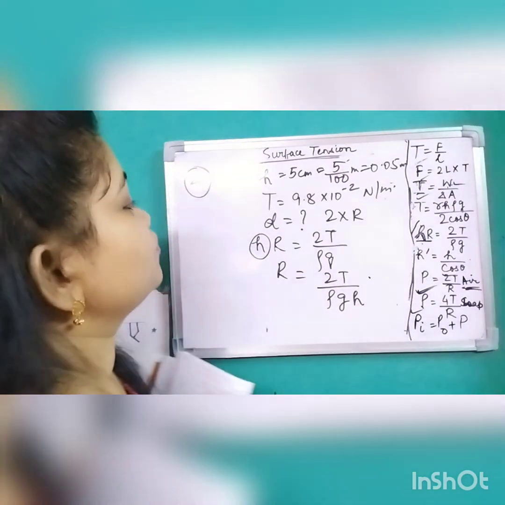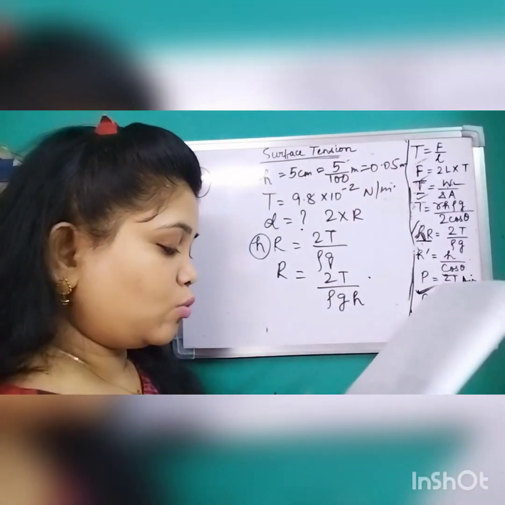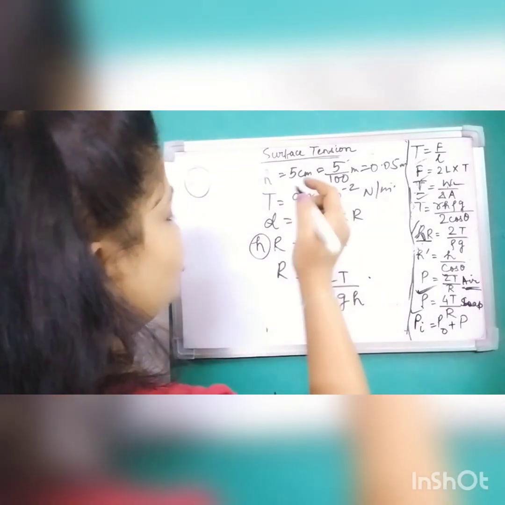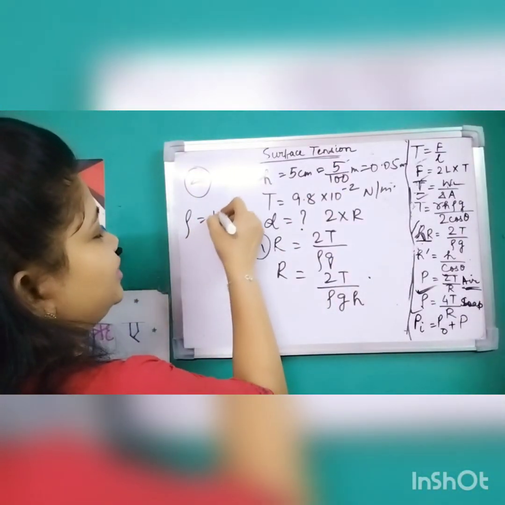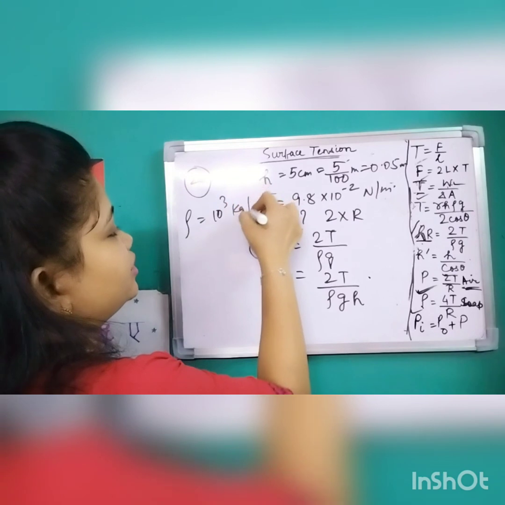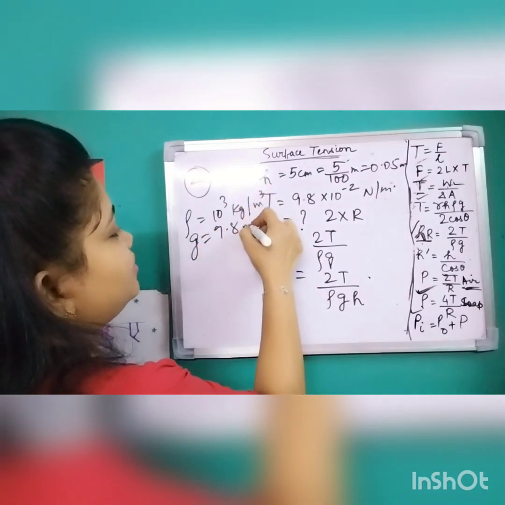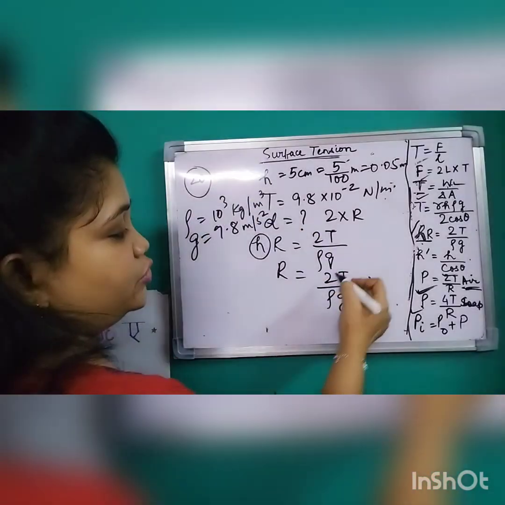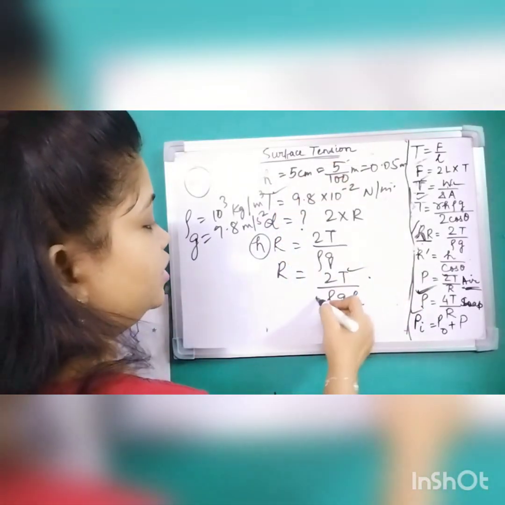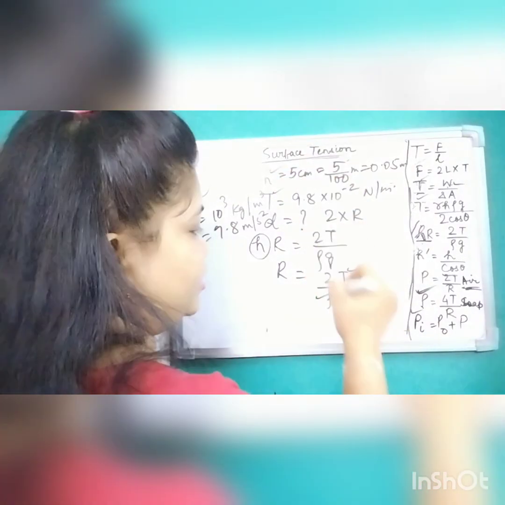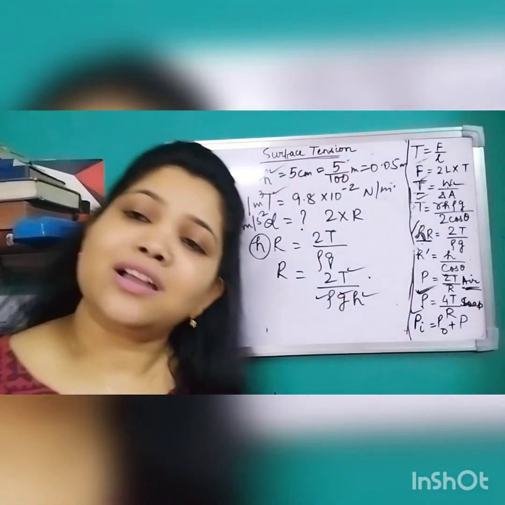Okay, so what is told? Water. Since water is given to you students, you are going to take rho as 10 to the power 3 kg per meter cube, and G you take as 9.8 meter per second square. So you see here, you know the tension, you know rho, you know G, you know H. Put the values, solve, and you get the radius.